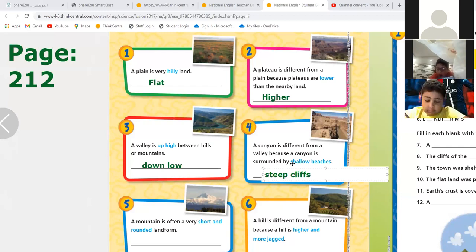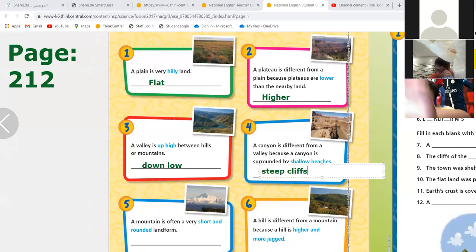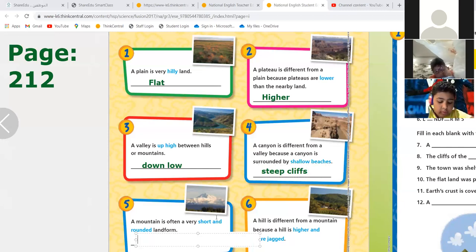Okay, very good. Now, Mutawakkil, look at number five. This is a mountain. A mountain is often a very short and rounded landform. No, that's wrong. So what can you write? A mountain is short? No. A mountain is what? Long. And is it rounded? No. So, very long and... Yesterday in the weekend I did it.